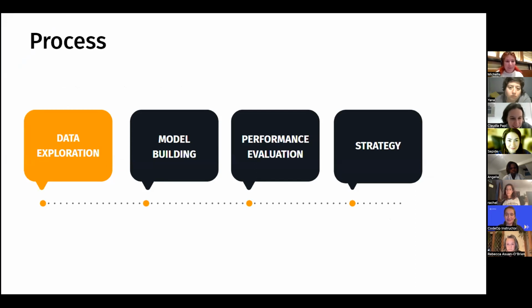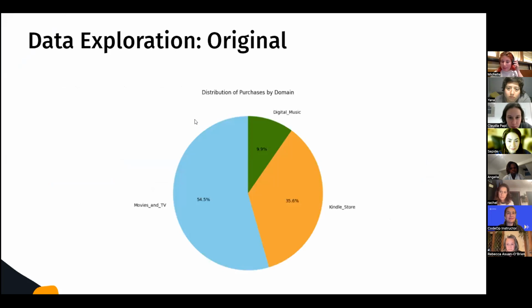Okay. So then we did a bit of data exploration. So this is what it looked like. As Claudia said, since the data was so big, we had to sample it. So we had a very brief data exploration analysis to see if the distribution is the same. This is the original purchases by domain. Half of the ratings were movies, followed by Kindle books, and then digital music was the smallest data set.